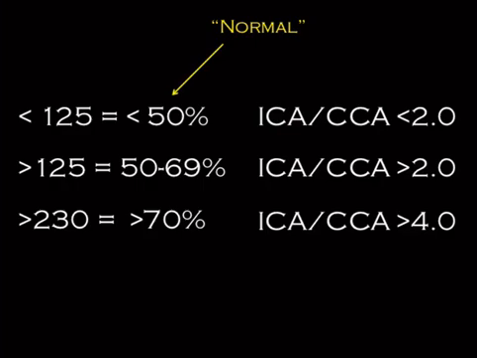The thing to remember is less than 50% stenosis is normal. You can't tell the difference. And some people will call this mild or normal. Between 50 and 69% is moderate, and greater than 70 is severe. And then there's this ratio where you're basically comparing the velocity in the common carotid to the ICA. This is used more as a secondary thing. I would lean on the peak systolic velocity.